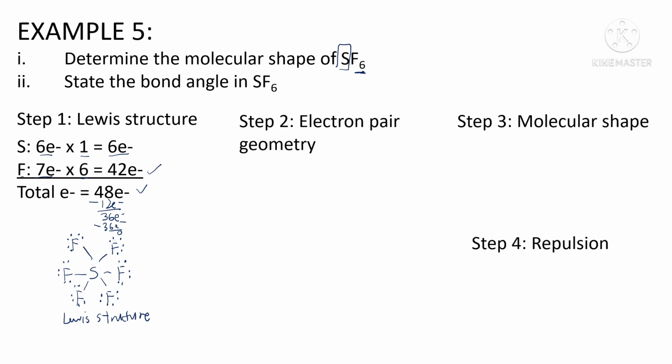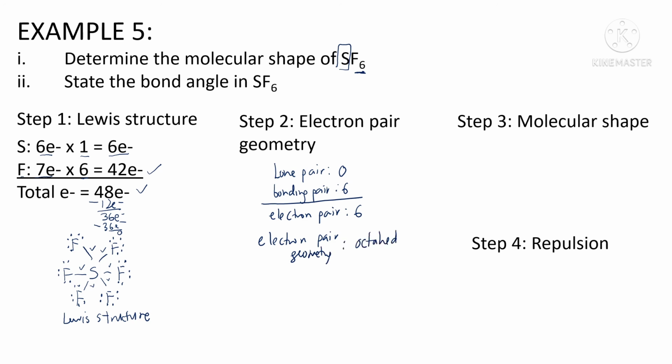After done with step number 1, then we move on to step number 2 to determine the electron pair geometry of SF6. So first we need to determine how many lone pairs around the central atom sulfur. From the Lewis structure, we can see that there is no lone pair around the central atom sulfur. How about the bonding pairs? By looking at the Lewis structure, we can see that we have 1, 2, 3, 4, 5, 6, 6 bonding pairs around the central atom sulfur. Therefore, the total number of electron pairs around the central atom sulfur is equal to 6.